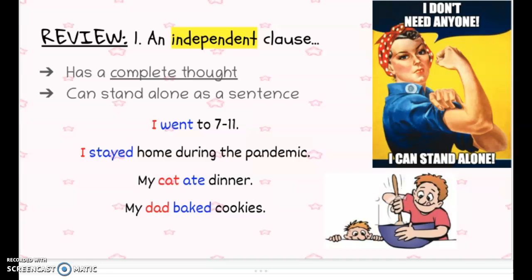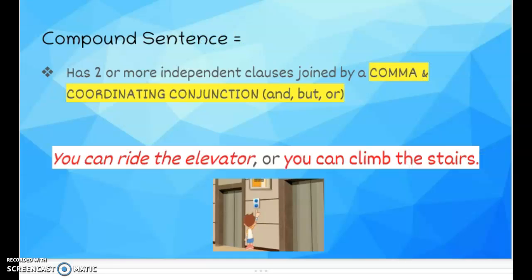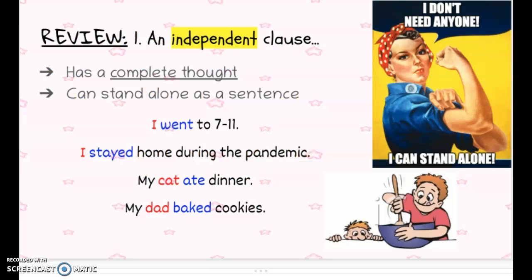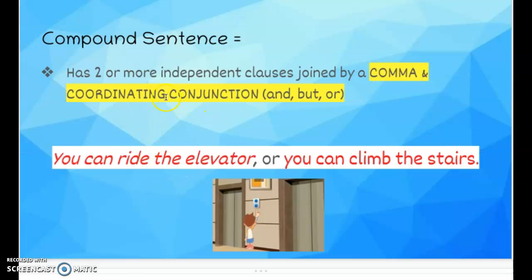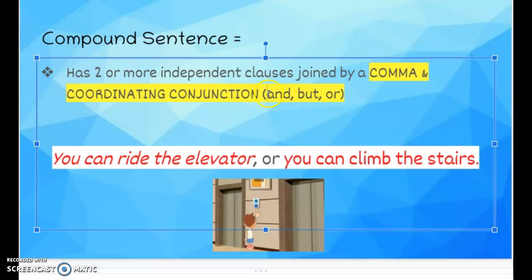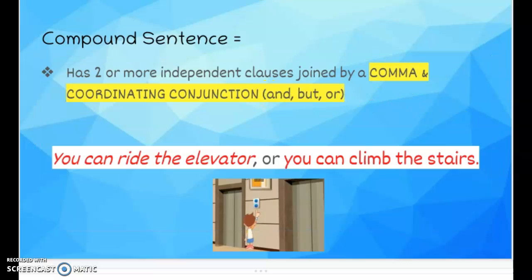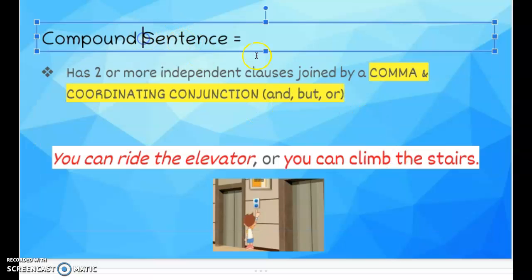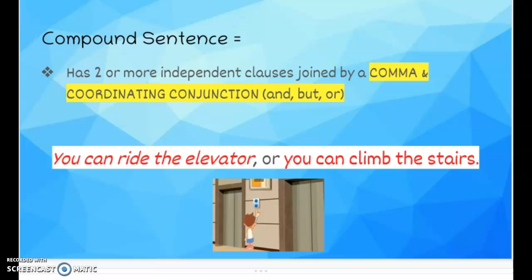Now, compound sentences can be formed by combining two independent clauses with a coordinating conjunction, which are and, but, or. For example, you can ride the elevator, comma, or you can climb the stairs. Our two independent clauses here are, very good, you can ride the elevator, you can climb the stairs. Each of these are independent clauses. They're joined together by a comma and a coordinating conjunction. That's why this is a compound sentence. That's our first type of sentence.